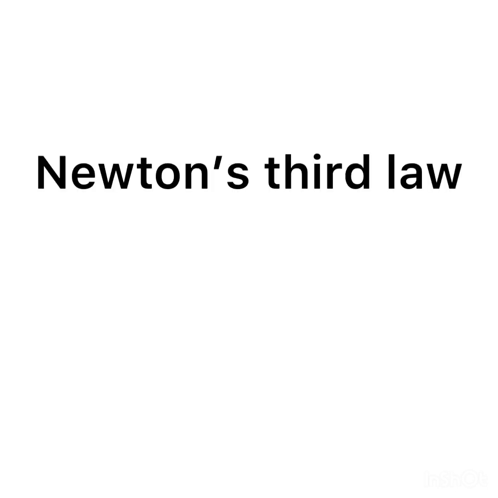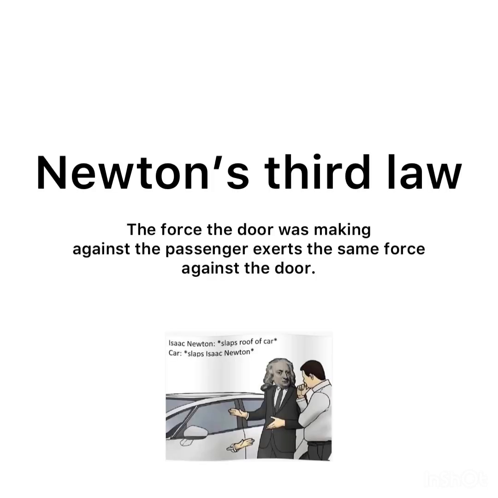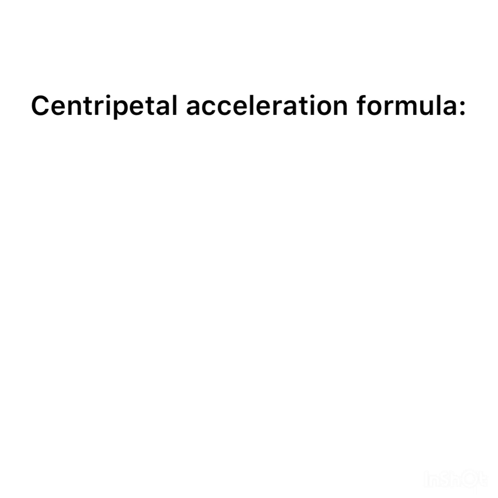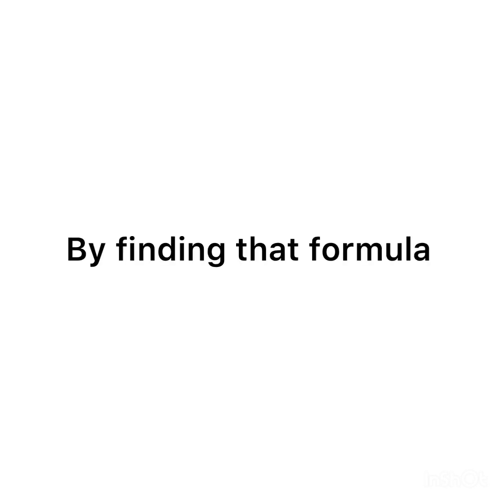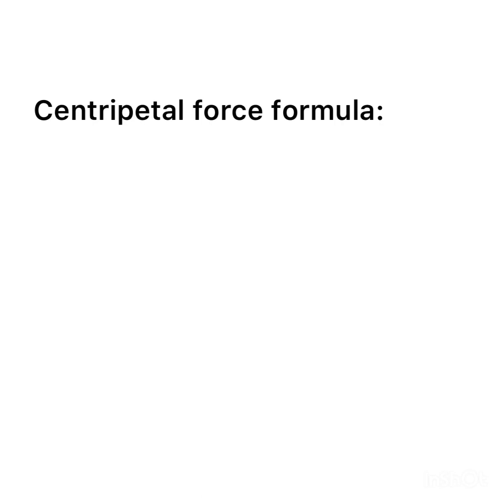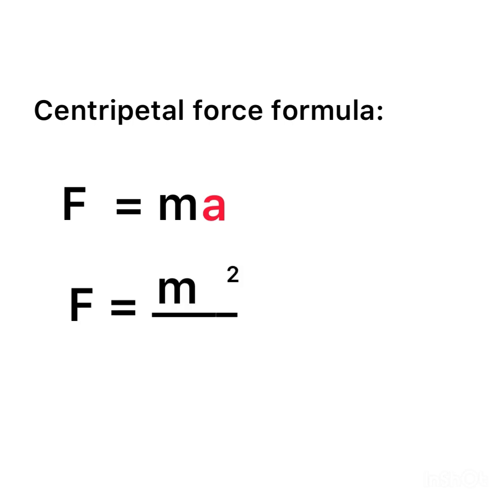This occurs because of Newton's third law, since the force the door makes against the passenger is matched by the same force the passenger exerts against the door. The formula to find the centripetal acceleration is velocity squared over the radius of the circular motion. By finding that, you can find the net force using centripetal acceleration. Force is equal to mass times acceleration, so you can substitute the formula of centripetal acceleration into the equation and get force equals mass times velocity squared divided by radius.